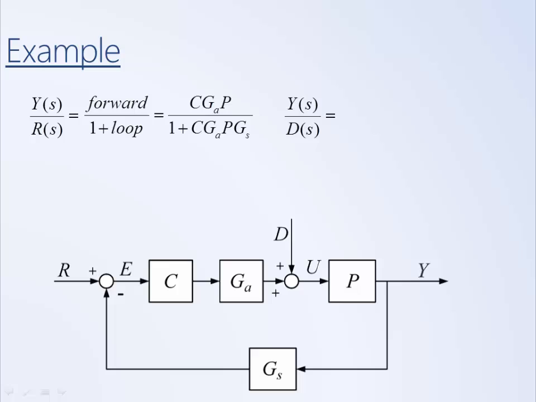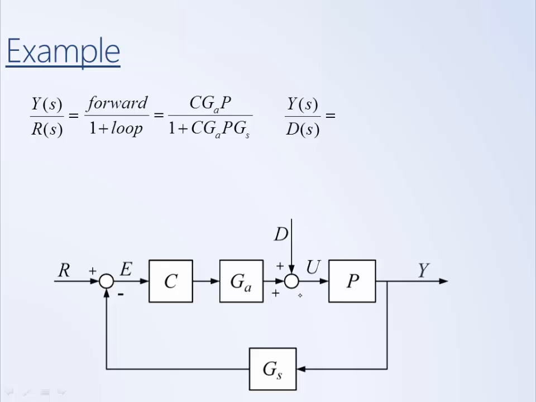We can apply a similar process to determining the response due to the disturbance. So we ignore R, treat it as if it were equal to 0, and we look at the response of Y due to an input D. And this may be a little confusing, but even though D sort of enters into a different location of the block diagram, we still have this negative feedback loop. We still have a feedback signal that's being subtracted. And so we can still use our rule forward over 1 plus loop, where in this case D is our input and Y is our output.